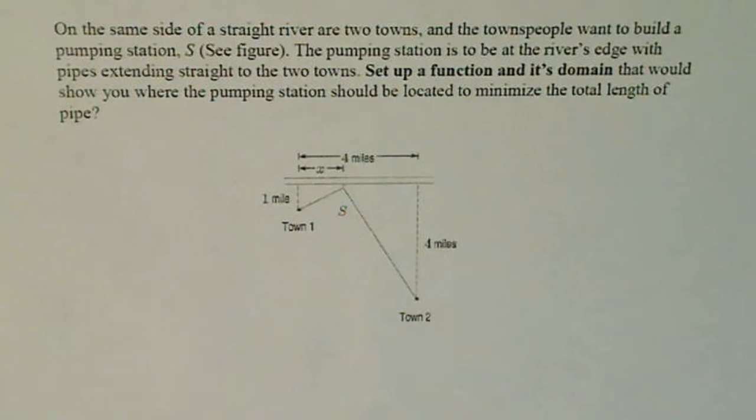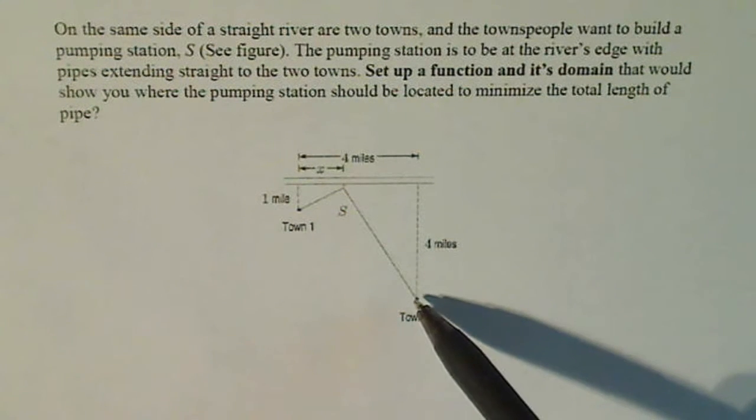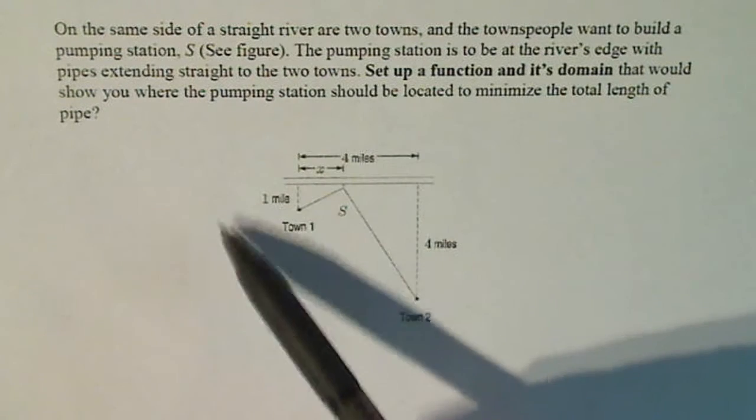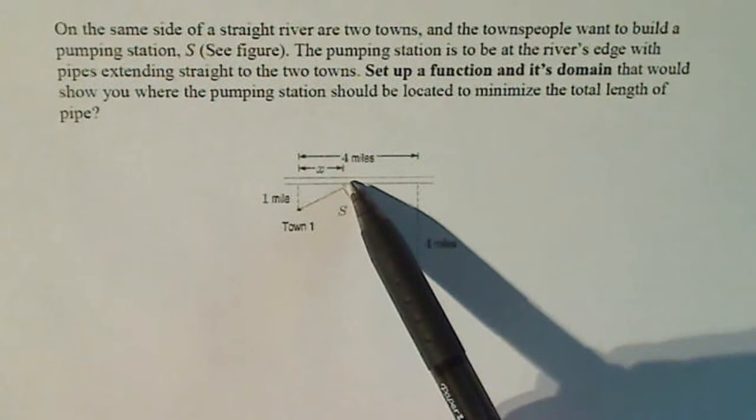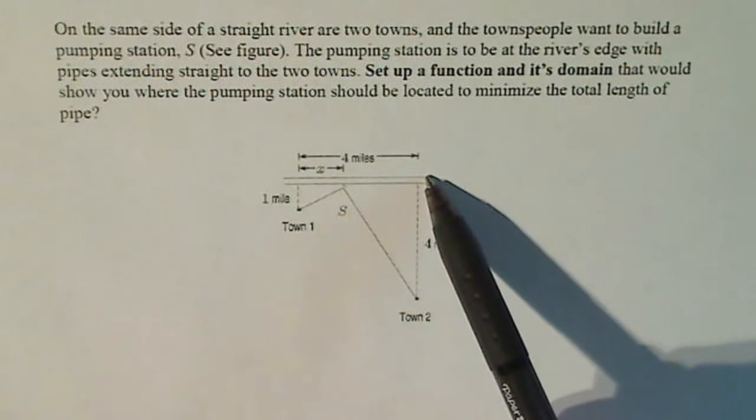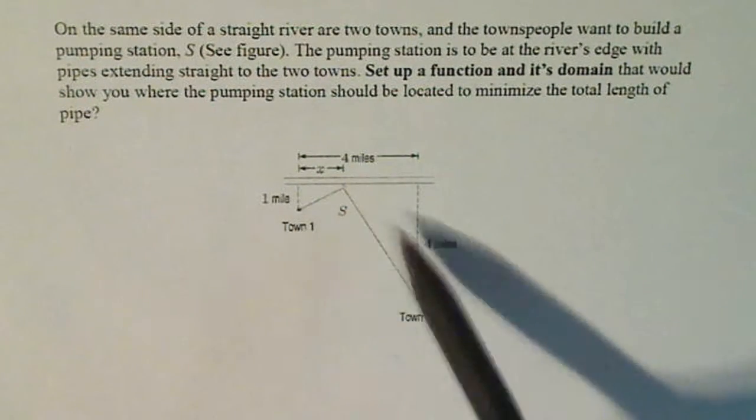So here's a problem that says on the same side of a straight river are two towers. So here's Tower 1 and Tower 2. Townspeople want to build a pumping station at point S. The pumping station is to be at the river's edge. Here's the river, with the pipes extending straight to the towns.